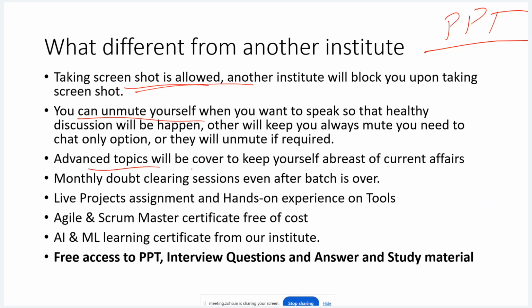Advanced topics are going to be covered to keep yourself abreast of current affairs. Every month we are going to conduct advanced sessions, something new every month. That is not sufficient, so we are also going to have monthly doubt clearing sessions, free of cost, once a month. Like project assessment, Agile and Scrum certifications, we are going to provide an AI and ML learning certification, to be free of cost along with the CSV course.